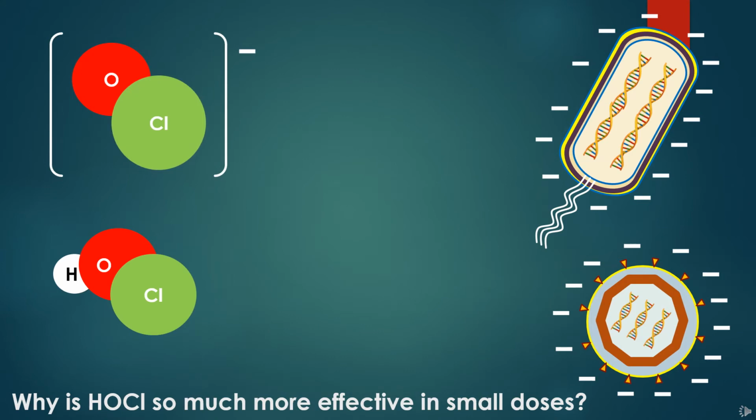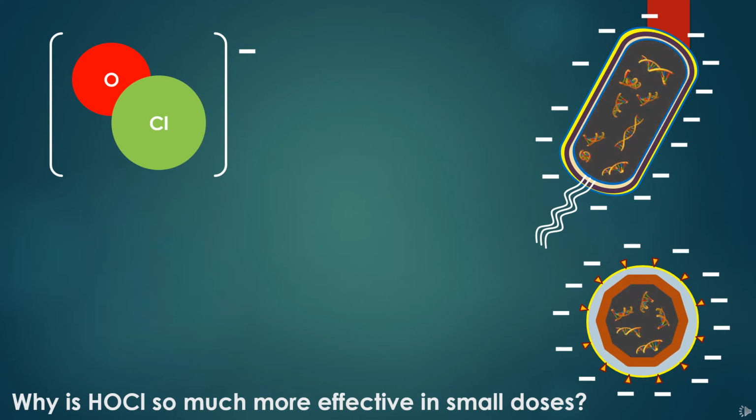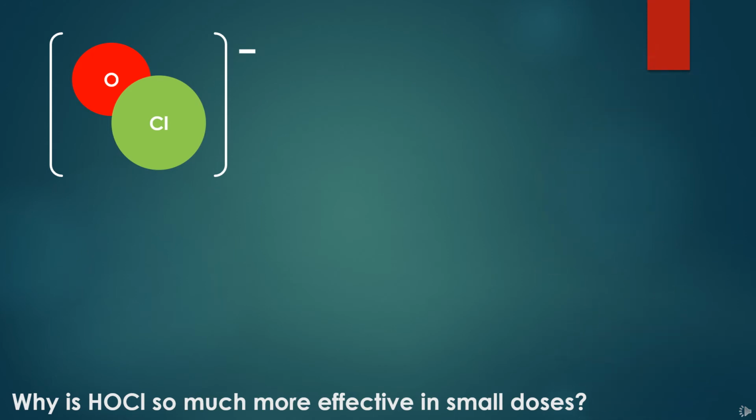However, HOCl is a relatively small molecule with no overall charge, so it is therefore able to easily diffuse straight through the cell membrane and directly into the center of the pathogen. Once inside, HOCl disrupts vital processes within the microbes, such as breaking down nucleic acids and halting protein production, killing them with a small but highly effective dose.